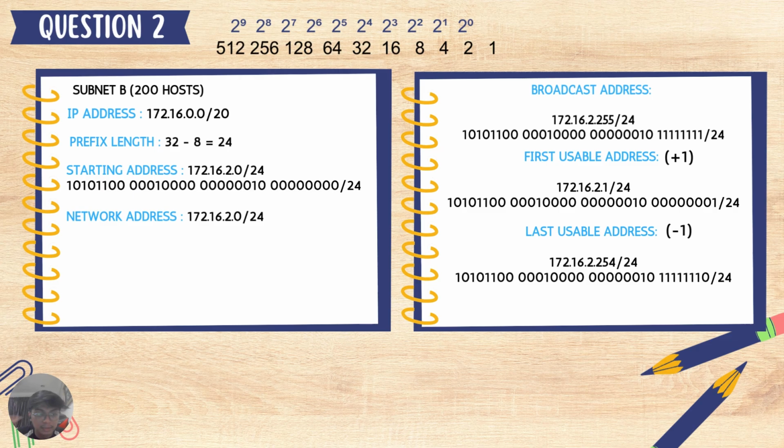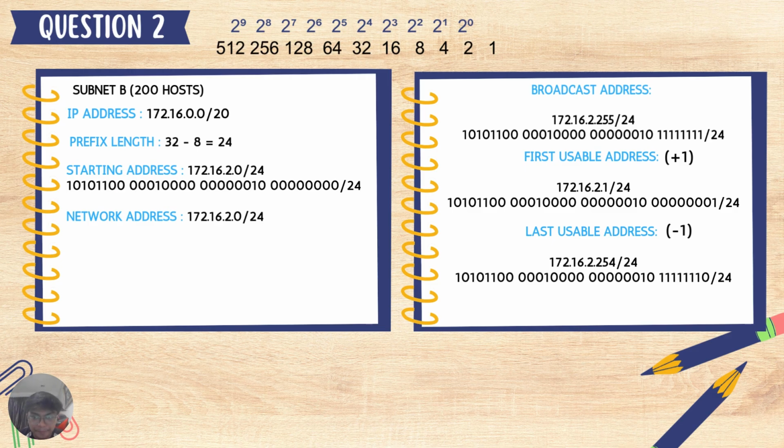Next I will talk about question 2, which is subnet B that has 200 hosts. The IP address is basically the same as given for all the subnets. Now, the prefix length. We use 8 because 200 hosts is closest to 256, which is 2 to the power of 8. So 32 minus 8 is equal to 24. To find the starting address and the network address, we put the prefix length behind the starting address, so we got 172.16.2.0/24.